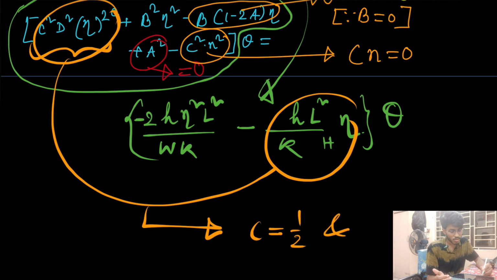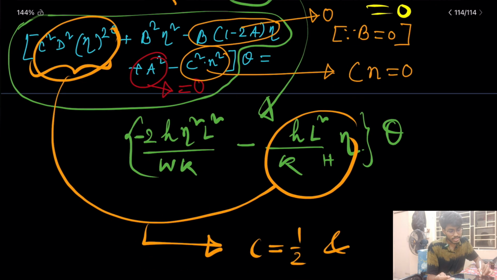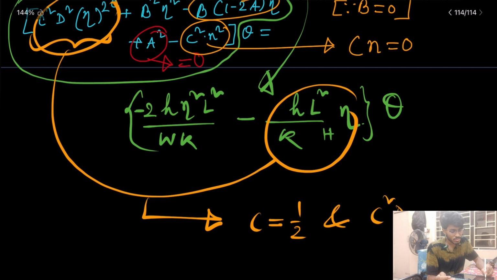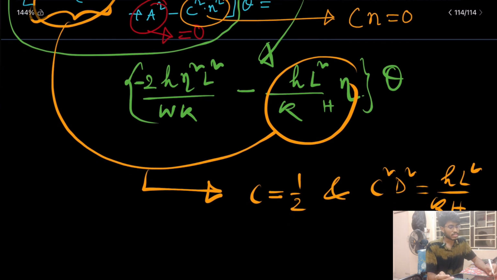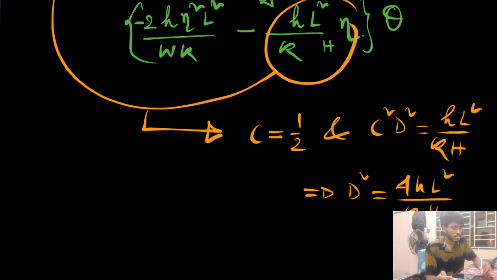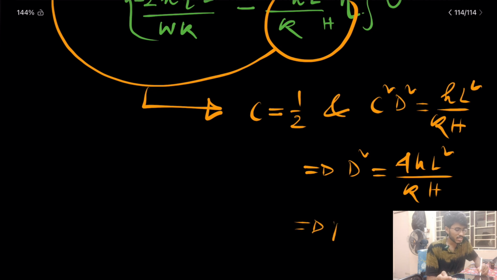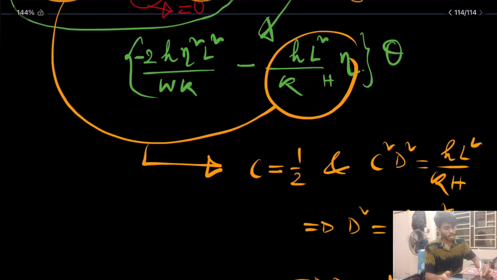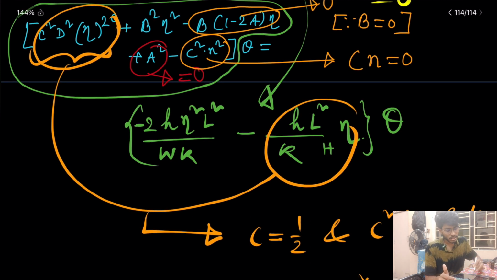And what else? My c square d square is equal to h l square by k into capital H. And if my c is equal to half, then my d square is equal to 4h l square by kh. That means my d is equal to plus minus root over of 4h l square by k into h. Clear?